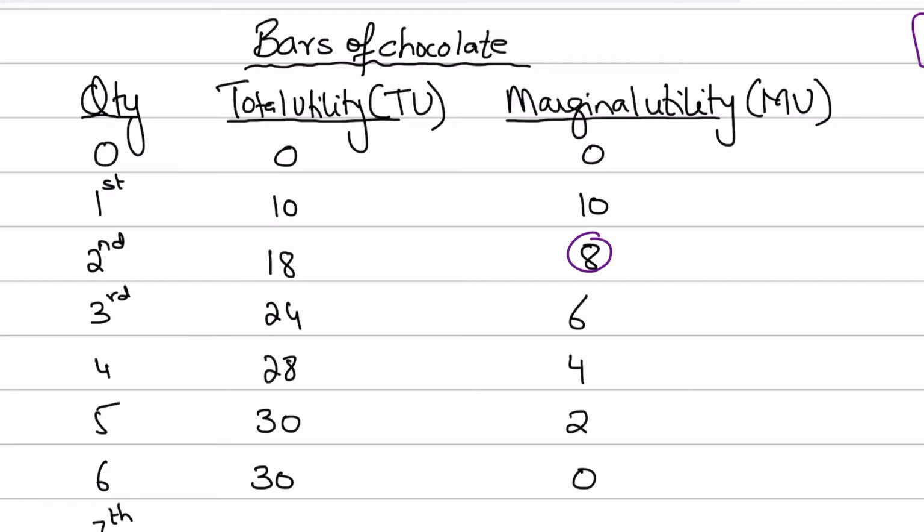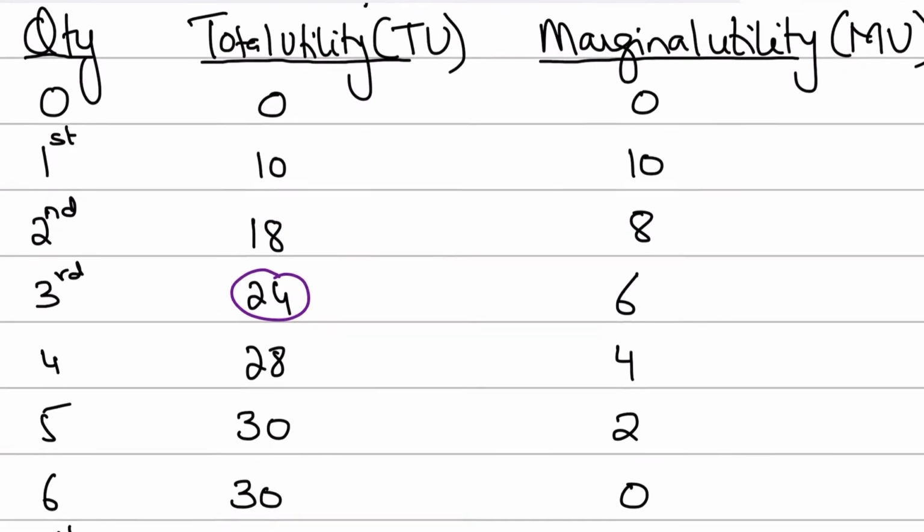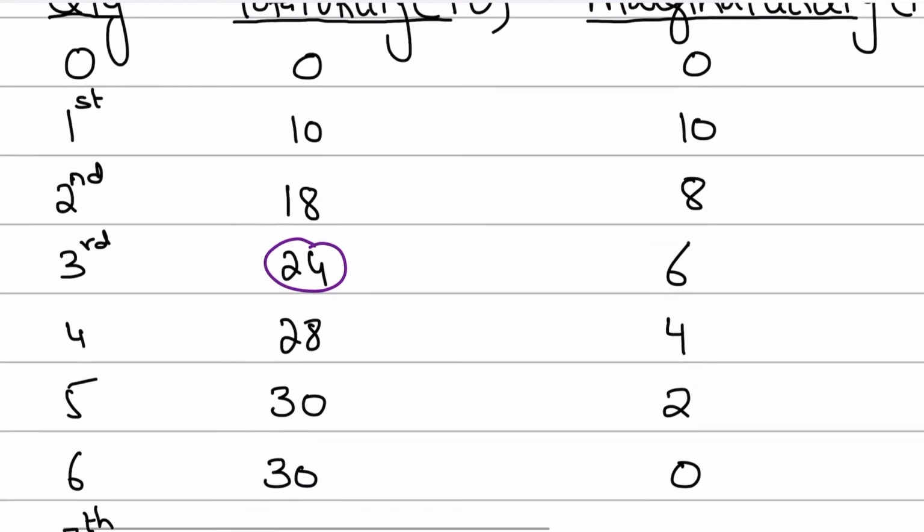So the total utility from consuming 2 chocolates would be 18. Similarly, the third bar gives me a total utility of 24. And if I want to calculate the marginal utility of the third bar, that would be 24 minus 18, that is how much? That is 6. So like I said, marginal utility is the extra utility that you're gaining from the consumption of an extra unit.